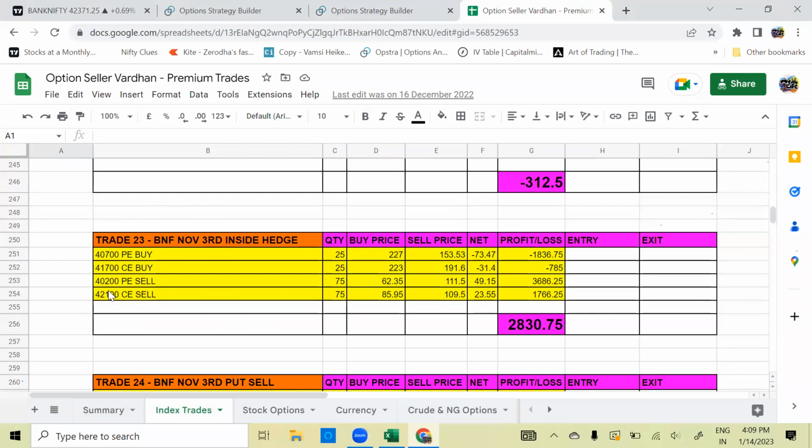Then 4,200 from call is 500 points distance, and from put is 400 points distance. So we have sold three lots each, at 62.35 and 85.95. So this trade has given close to 1%.